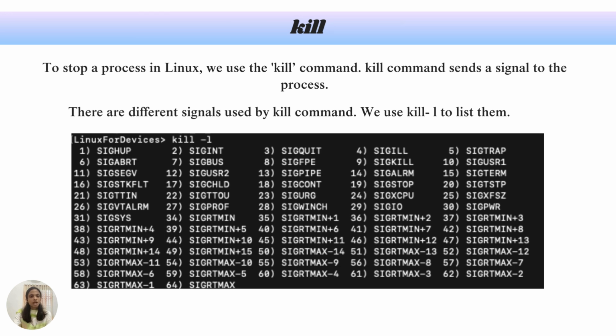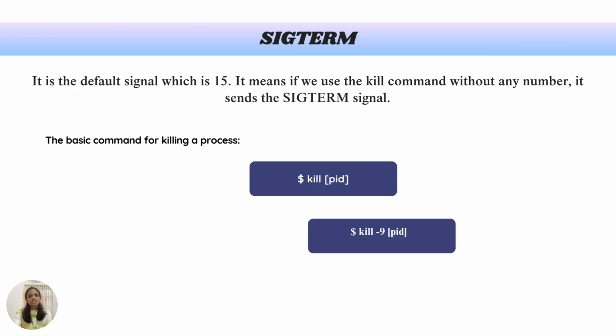Now we have kill. To stop a process in Linux, we use the kill command. The kill command sends a signal to the process. There are different signals used by the kill command. We use kill -l to list them. Significantly, 15, that is SIGTERM, is used to kill a process. The basic command for killing a process is kill PID.